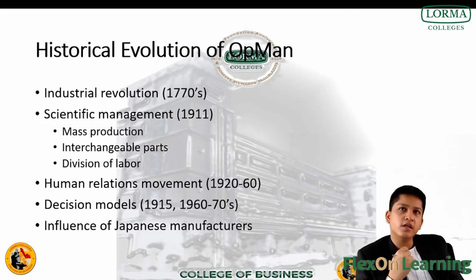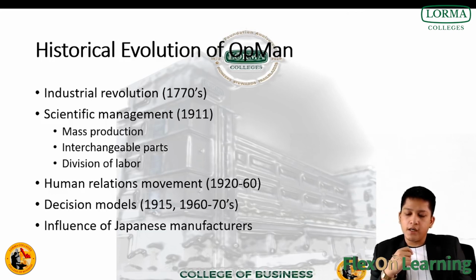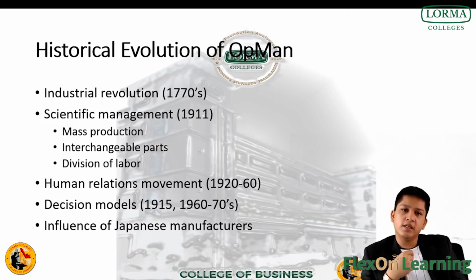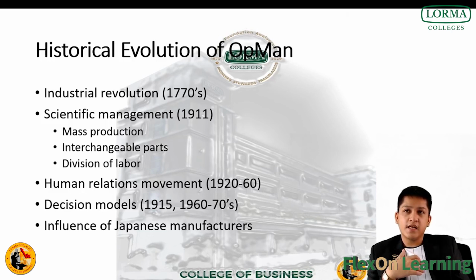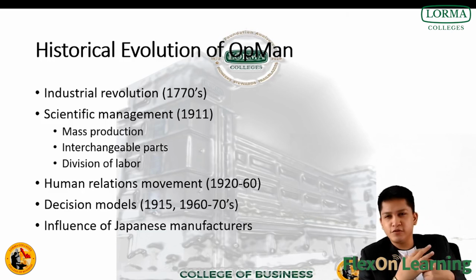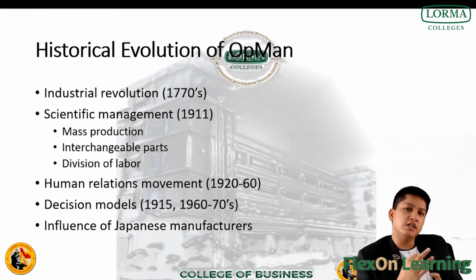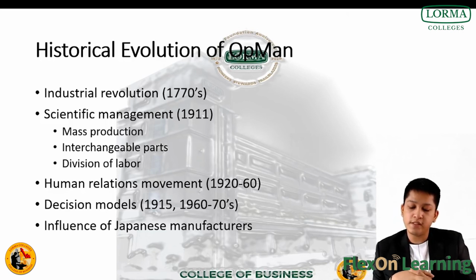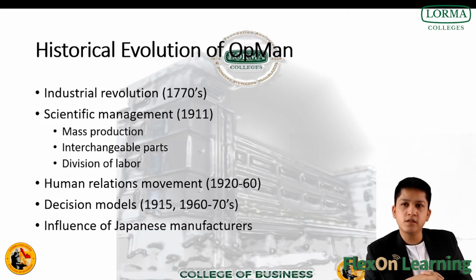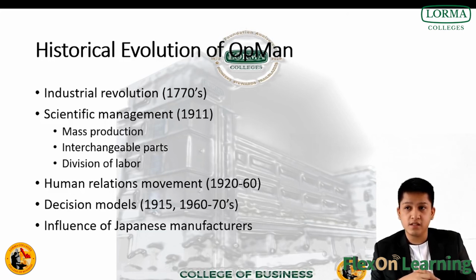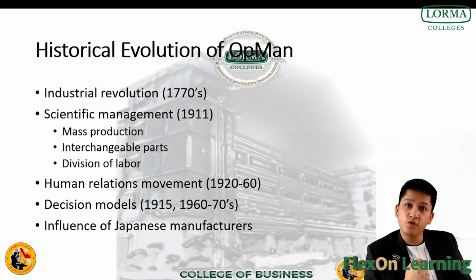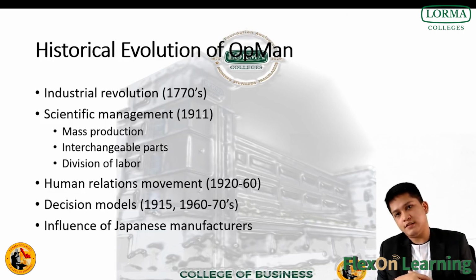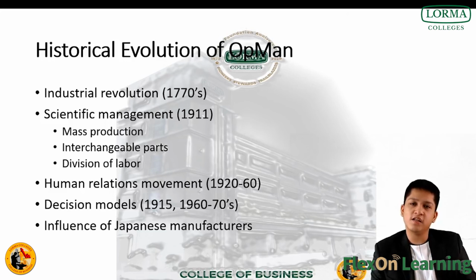So we have the historical evolution of operations management: the Industrial Revolution in the 1770s, scientific management in 1911. We have mass production, interchangeable parts, the division of labor, human resource relations management in the 1920s to 60s, the decision models in 1915 and 1960s to 70s, and lastly, the influence of Japanese manufacturers. Okay, so Japan is known for their quality products, right? They are using Kaizen and so forth.